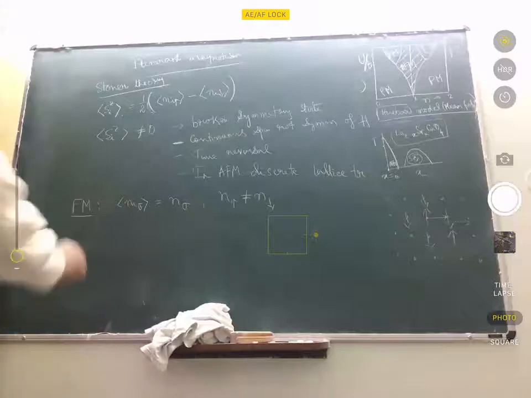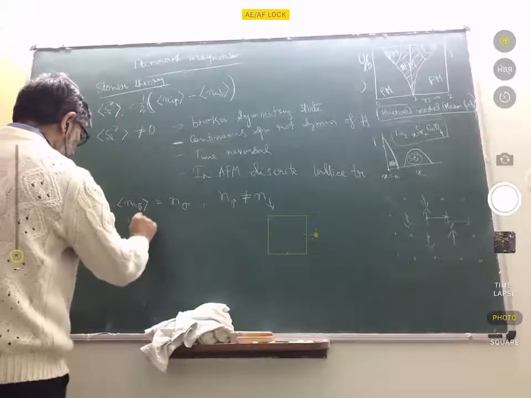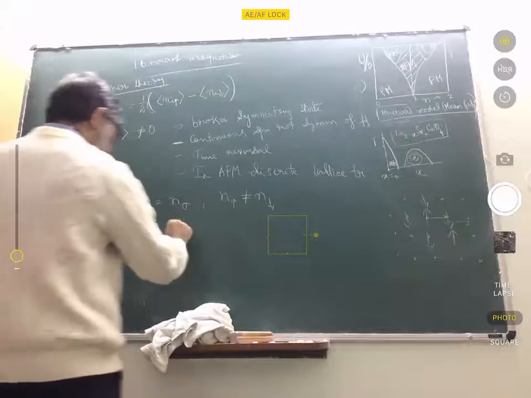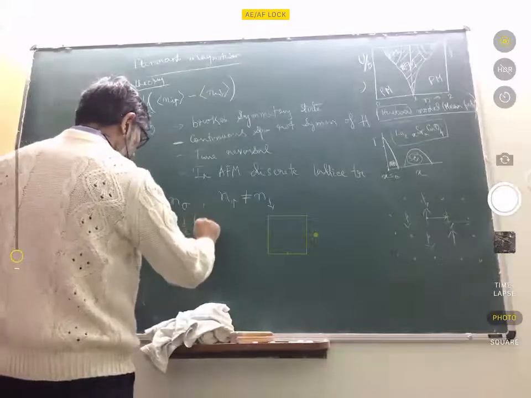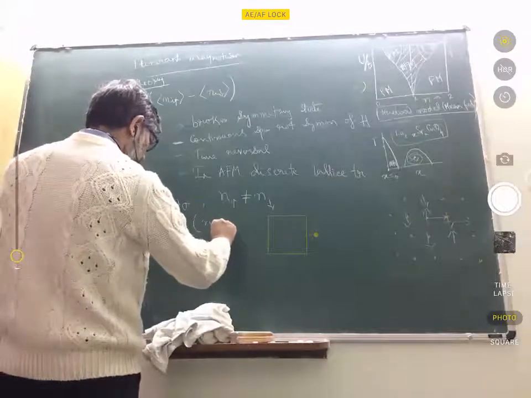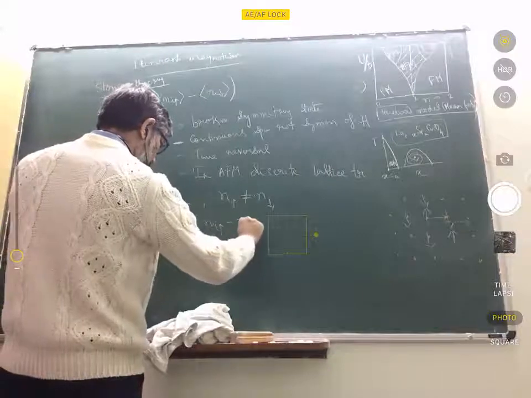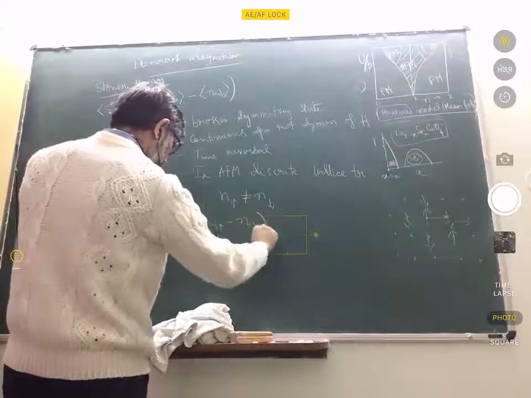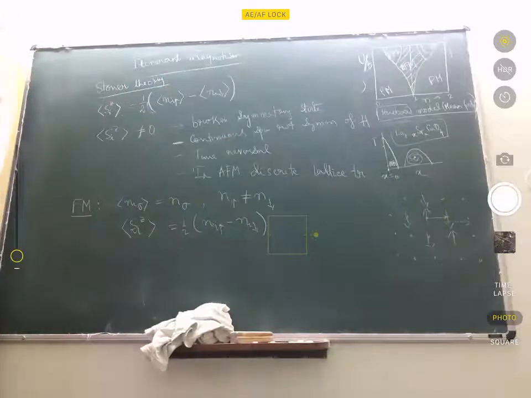That's a ferromagnet. So Sz is simple. Now, what about antiferromagnets?